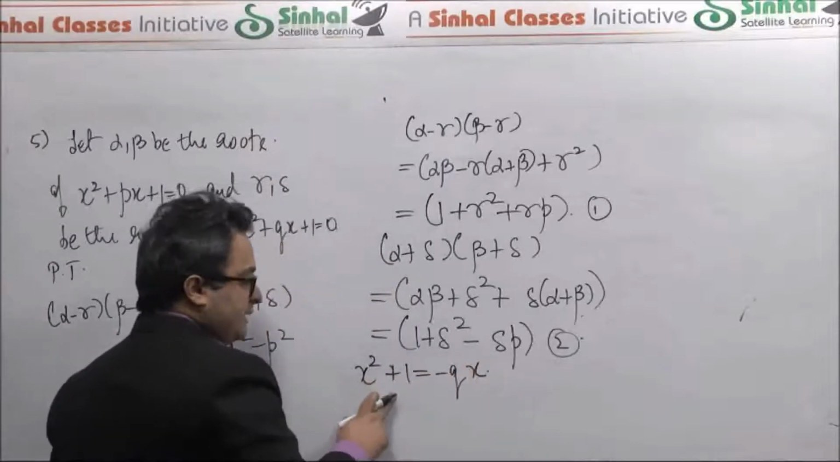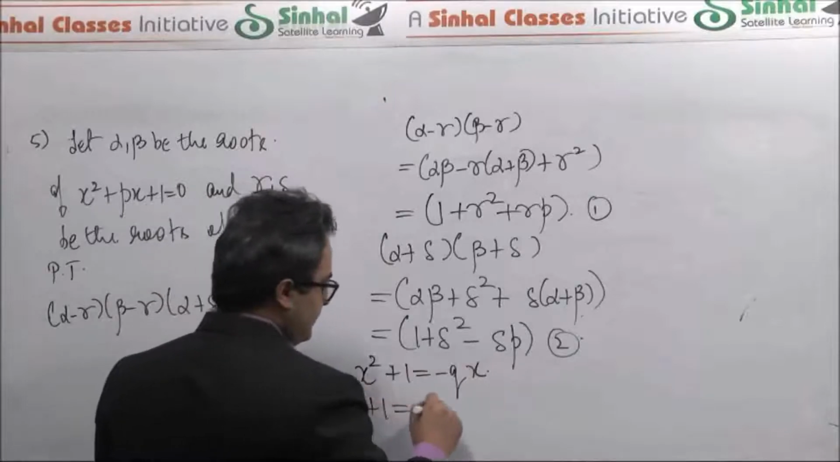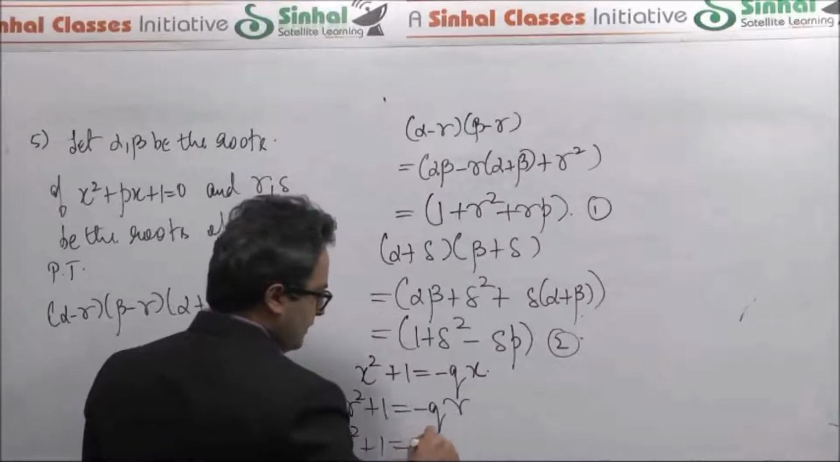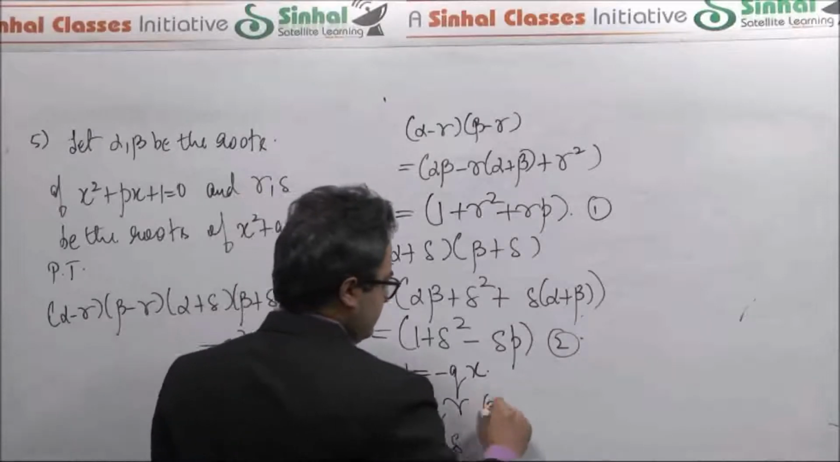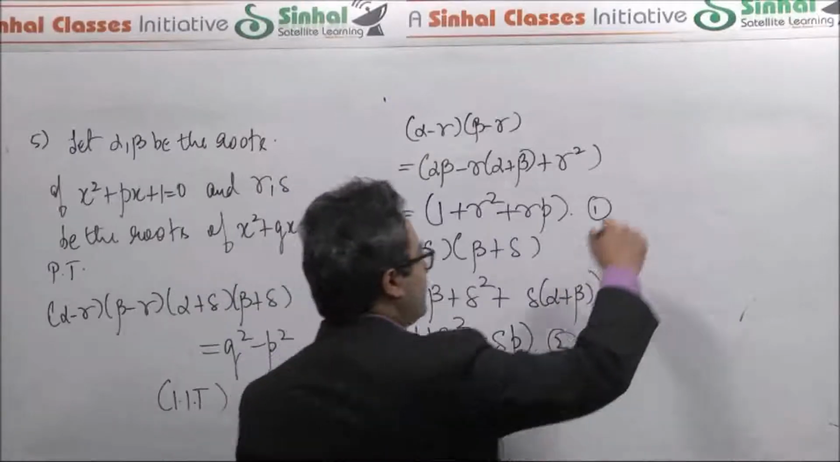And again, what's been given is that gamma and delta are the roots of this equation. So what must happen is that gamma square plus 1 must equal minus q gamma, and delta square plus 1 must equal minus q delta. Right, so now I think we're almost done.